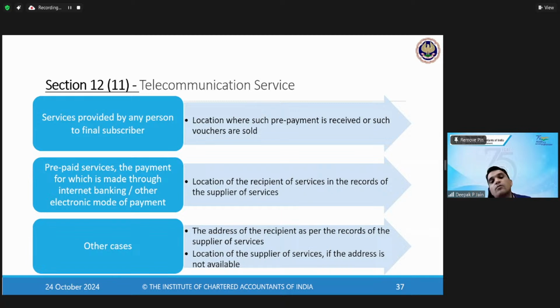So even if you do it through your mobile, it is still a payment made through internet banking or other electronic modes. Even if you're recharging from your mobile, you are doing it through electronic modes. The place of supply will be the location of the recipient of services in the records of the supplier. The supplier's record will have your address, because without Aadhaar you cannot get your mobile phone or your SIM activated. You would have given your Aadhaar, which they use for verification as well as for recording your address.